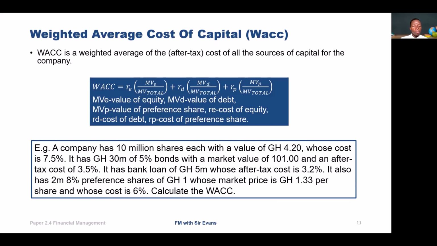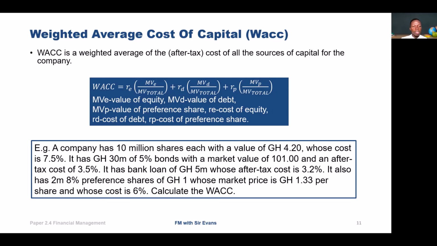Okay, so a company has 10 million shares with a value of 4.2, whose cost is 7.5%. So looking at this alone, we can tell that that is for equity. For this particular one, the cost of equity is 7.5, and the company has 10 million shares, each with a value of 4.2. So the total value of the equity is 42 million. And then to find the total market value, we need to know the value of each and every source of capital. So we go on, we are done with the equity.